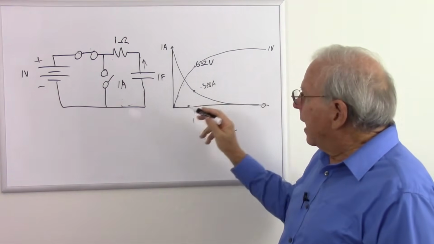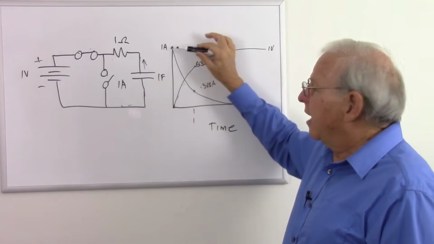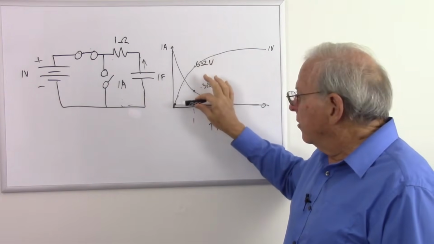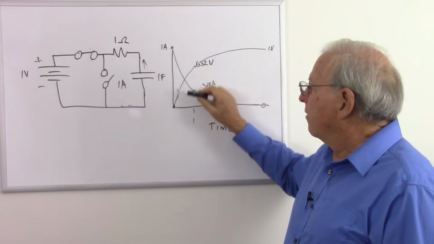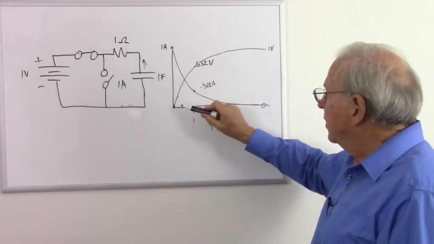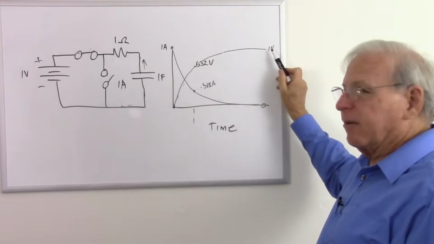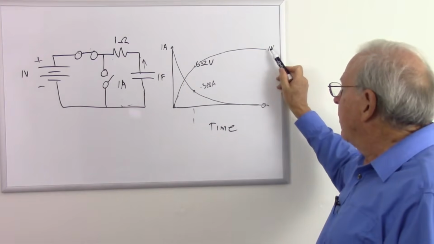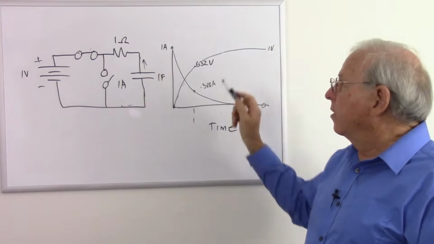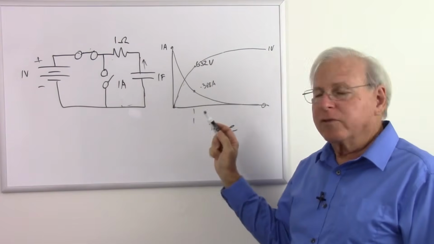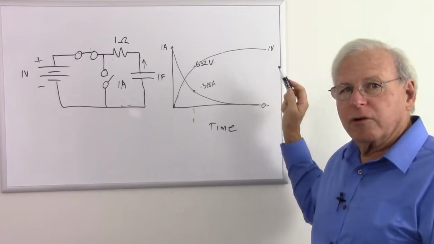So what happened when we first flipped the switch, we have our maximum current and 0 volts. But then it climbs up and we have our maximum voltage, and now we have 0 amps. So when we have maximum amps, we have 0 volts. When we have maximum volts, we have 0 amps.